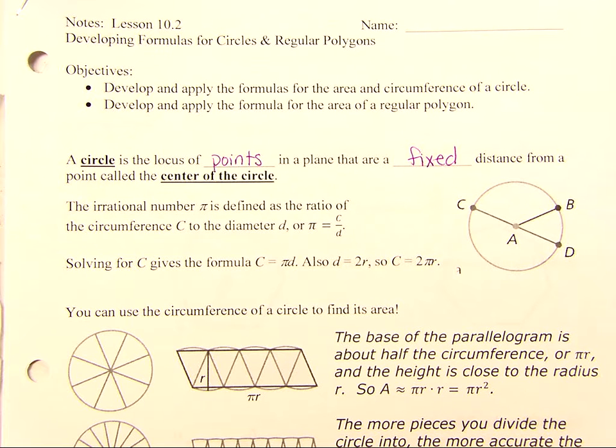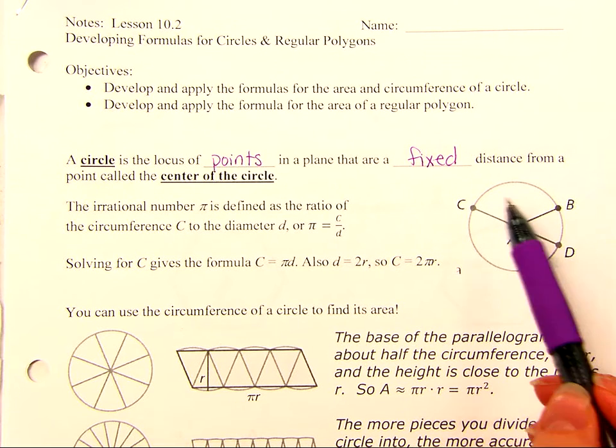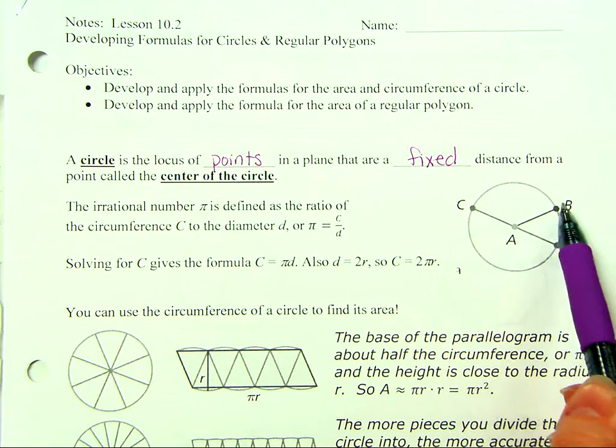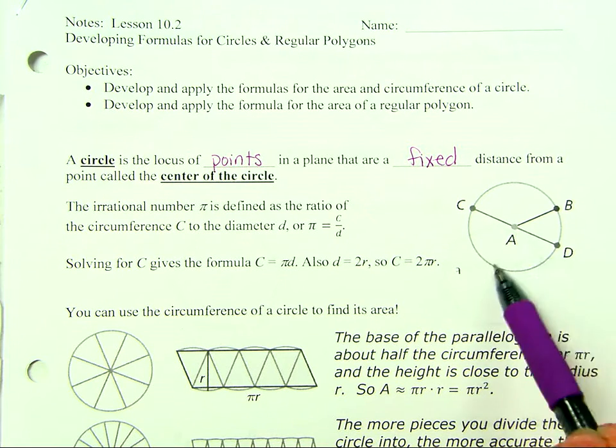All of us know what a circle is, but we may not know the formal definition. The formal definition says that a circle is a locus of points in a plane that are a fixed distance from a point called the center of the circle. What they're talking about here, this being my locus of points, equidistant to the center.